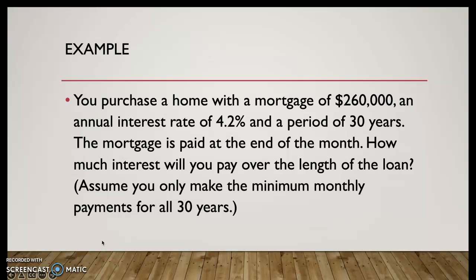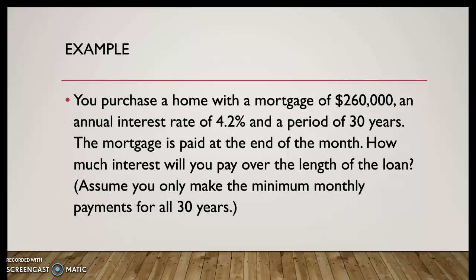Okay, so let's do an example. Get this information written down here. You purchase a home with a mortgage of $260,000, an annual interest rate of 4.2%, and a period of 30 years. The mortgage is paid at the end of the month. How much interest will you pay over the length of the loan?